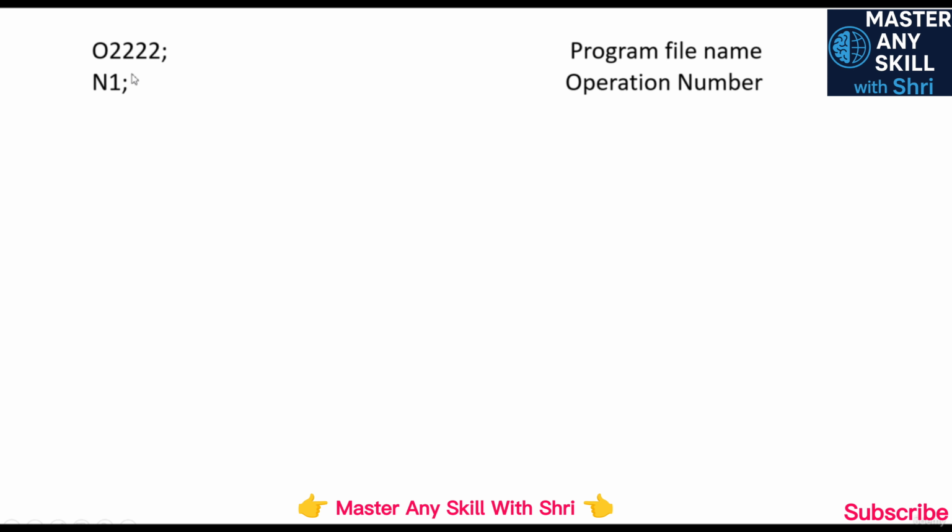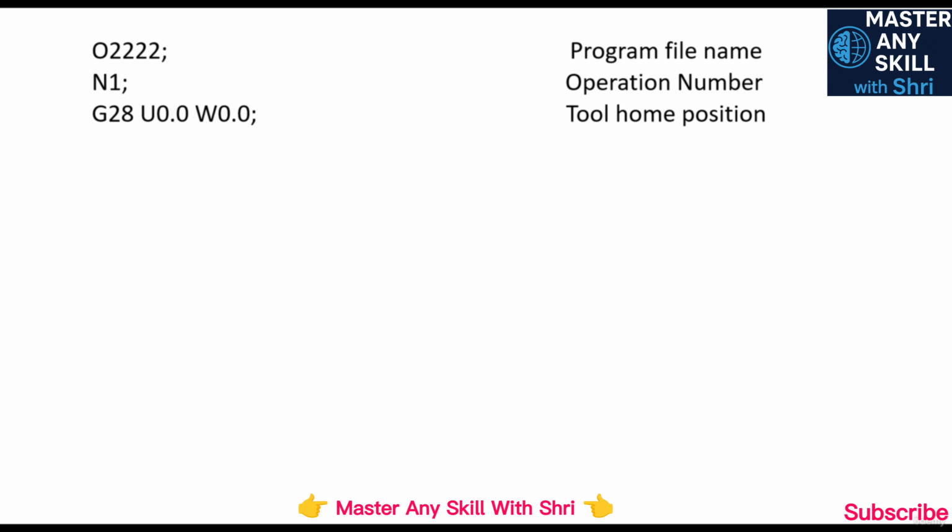After that we have N1, which is the first operation. That means we are starting our first operation. And after N1 we have to write G28 U0 W0, which means homing. Many times the tool stops in the middle of the CNC after the end of a program, or someone forgets to do homing at the end of the program. For safety purposes, do tool homing at the start of the program.